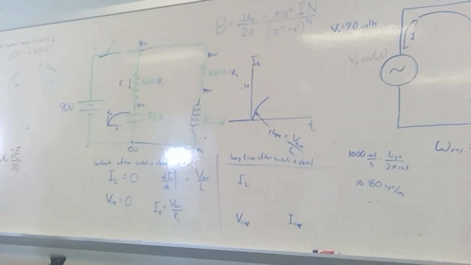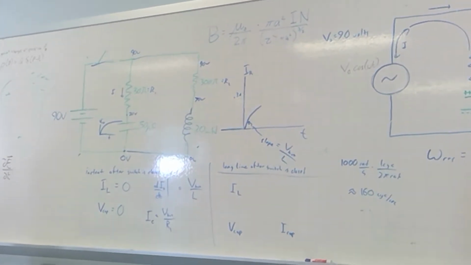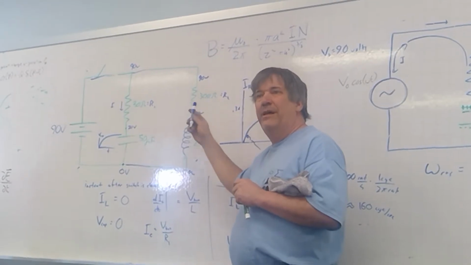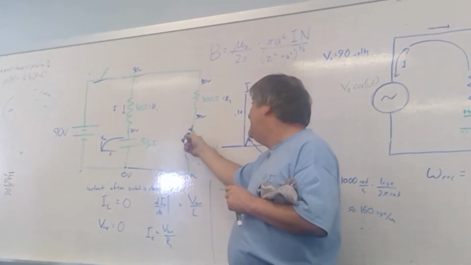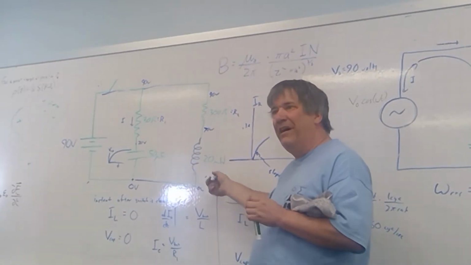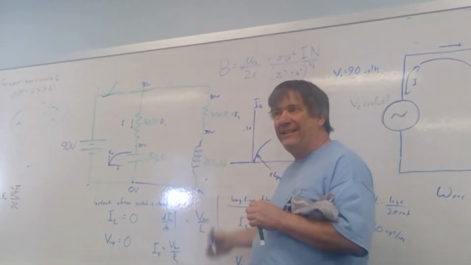Through the inductor after a long time? Yeah. Oh, it'll just be the 0.3 amps, right? Exactly. It's V over R2. Because in the short run, the inductor did not allow any sudden change in current. In the long run, the inductor will act like a wire.